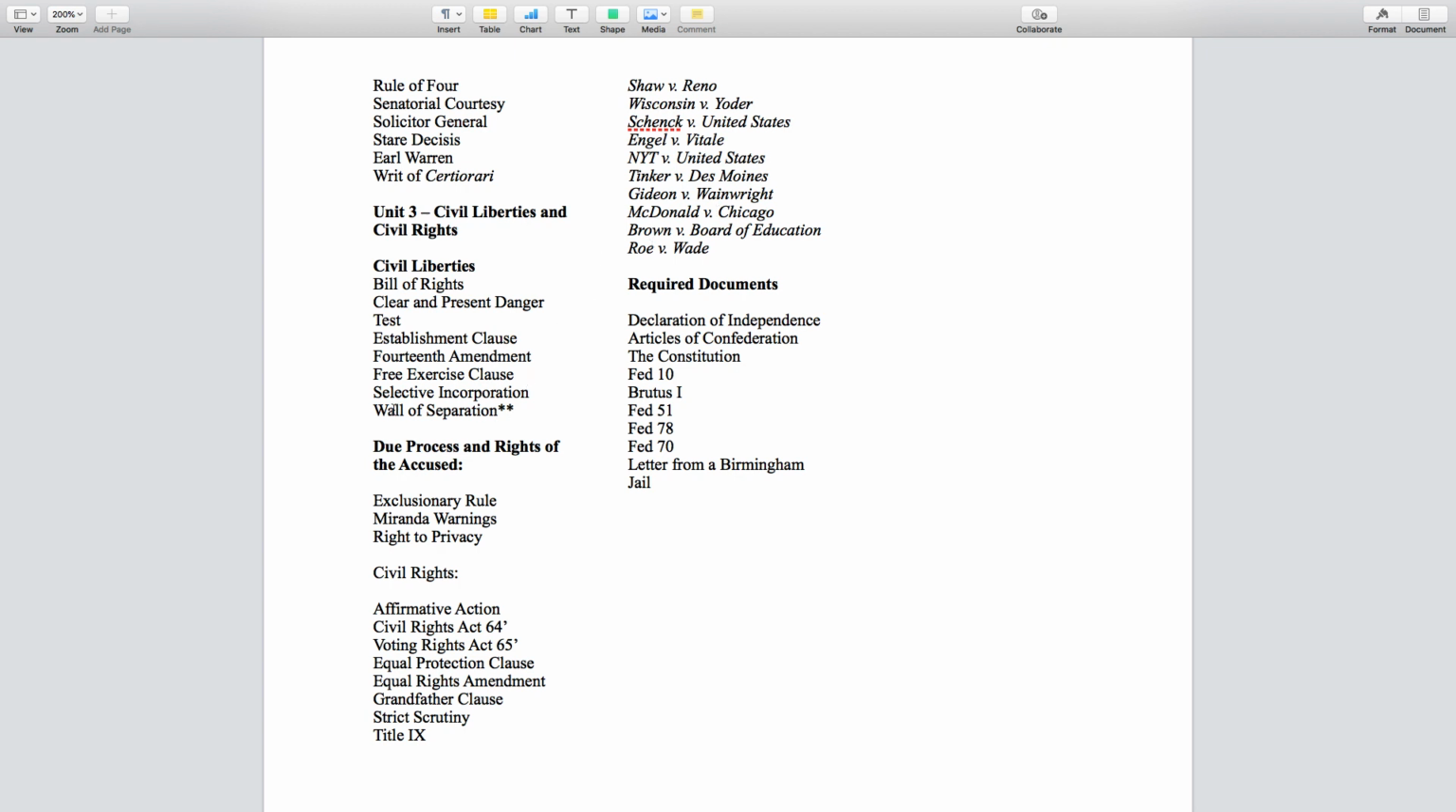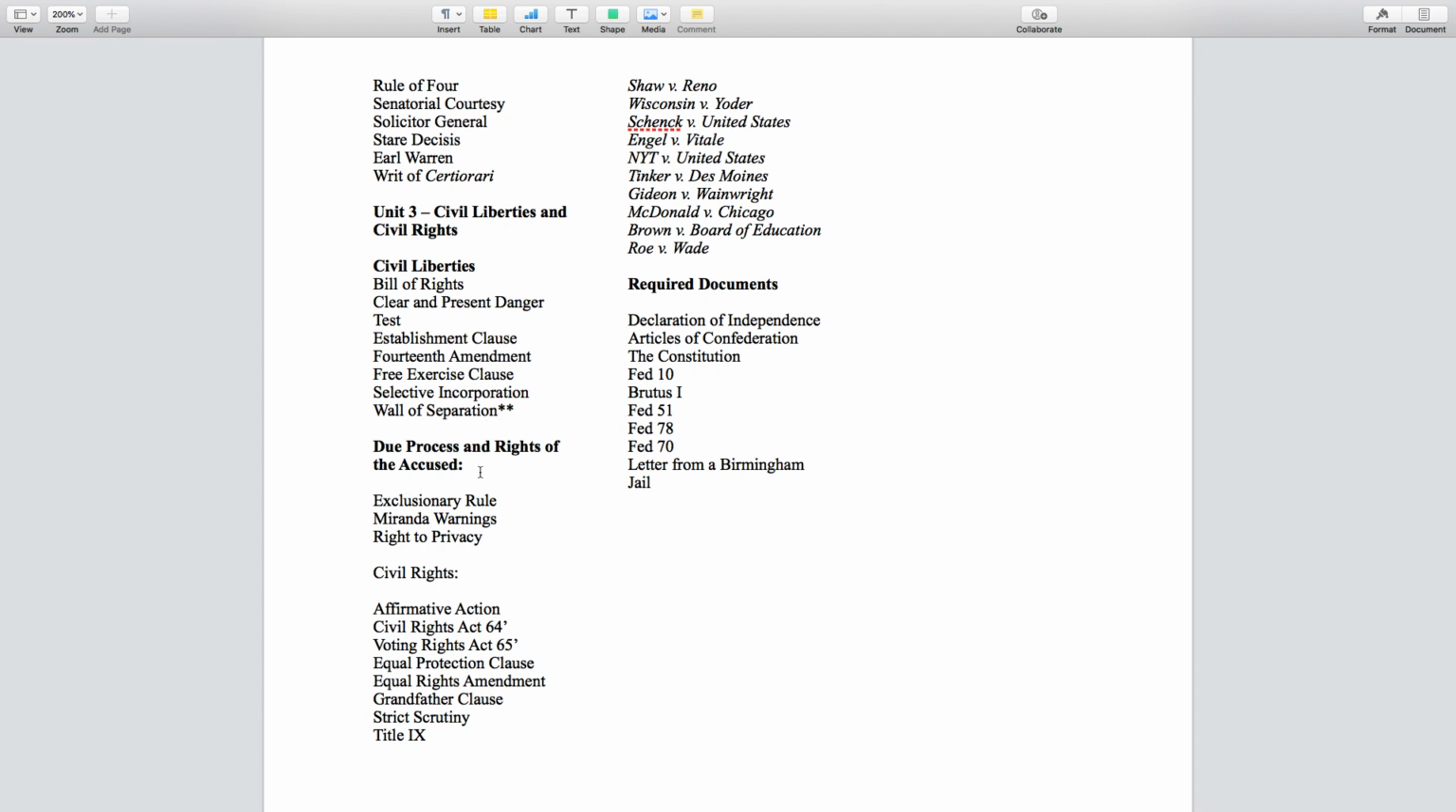Wall of separation, I doubt you see this on the test. Just some lingo to be familiar with. This is referring to the Establishment Clause. It was coined by Thomas Jefferson, and all he's saying is there's a wall of separation between church and state. You've probably heard that term before, separation of church and state. It's just referring to the Establishment Clause, all right?